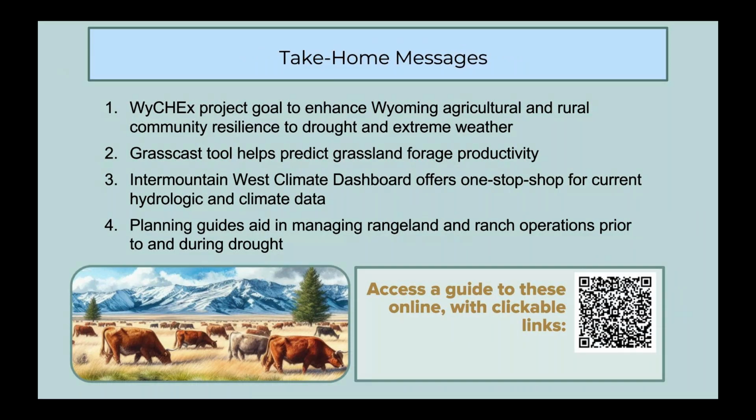Okay, and then just some wrap-up take-home messages and kind of a recap. First is that the WYCHECK project goal is to enhance Wyoming agricultural and rural community resilience to drought and extreme weather. Second, GrassCast is an awesome tool to help predict grassland forage productivity. Third, the Intermountain West Climate Dashboard is a really great one-stop shop for current hydrologic and climate data. And then lastly, those planning guides really aid in managing rangeland and ranch operations prior to and during drought.